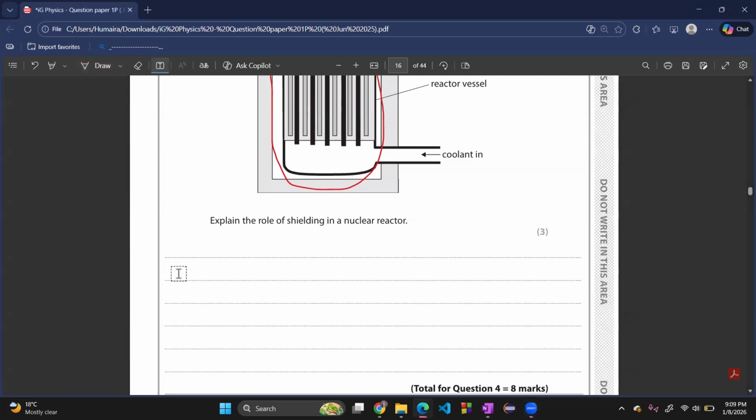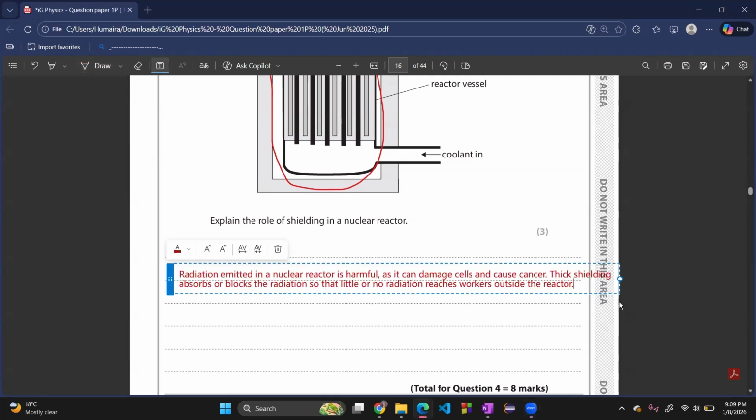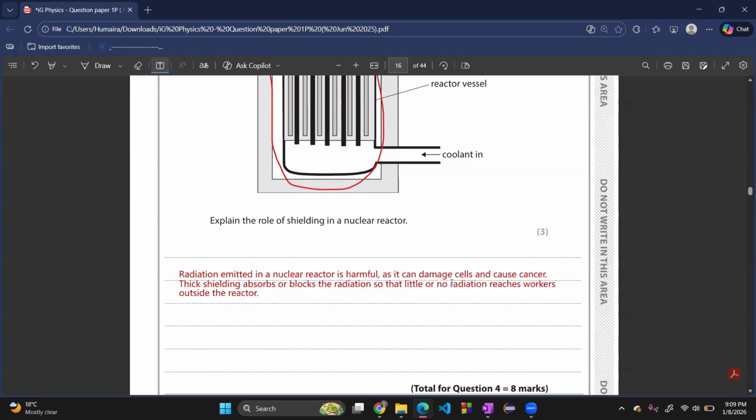So that's what we're going to write here: radiation emitted in a nuclear reactor is harmful, so it can damage cells or cause cancer. Thick shielding absorbs or blocks the radiation so that little or no radiation reaches workers outside the reactor. We are done with question 4.